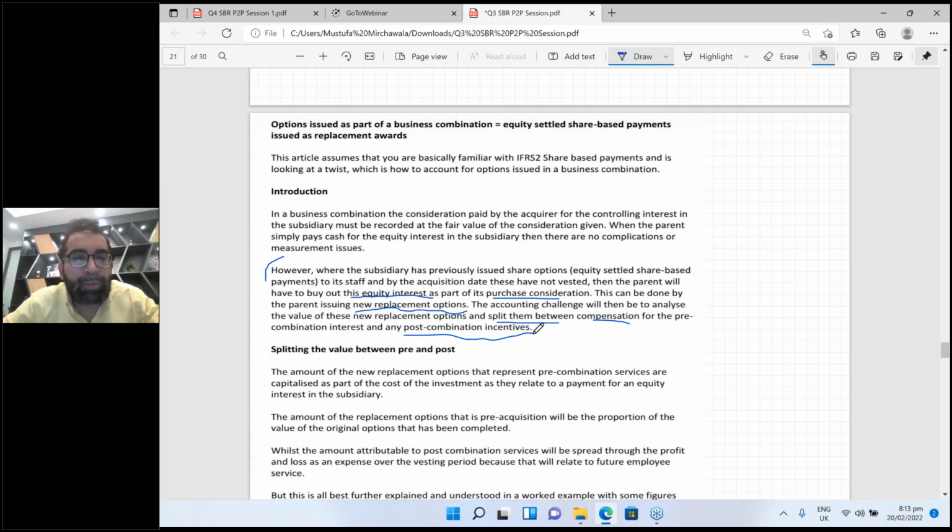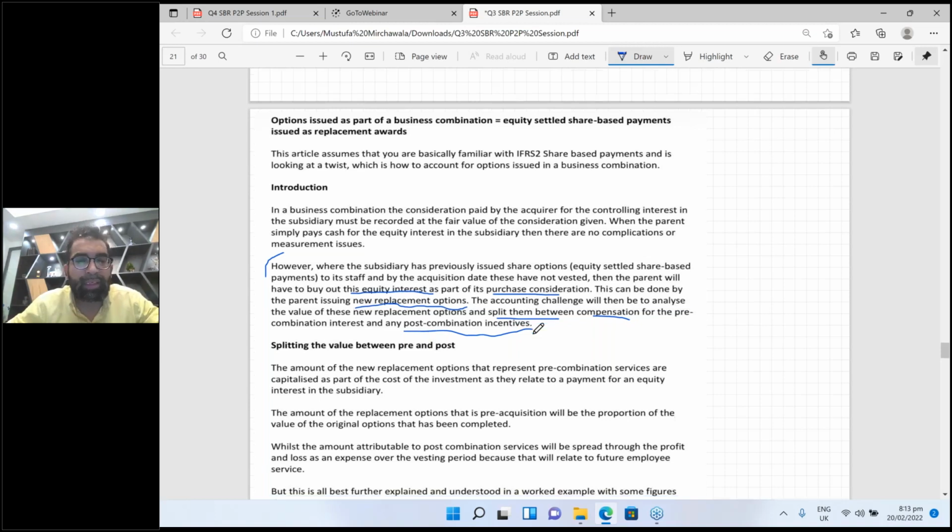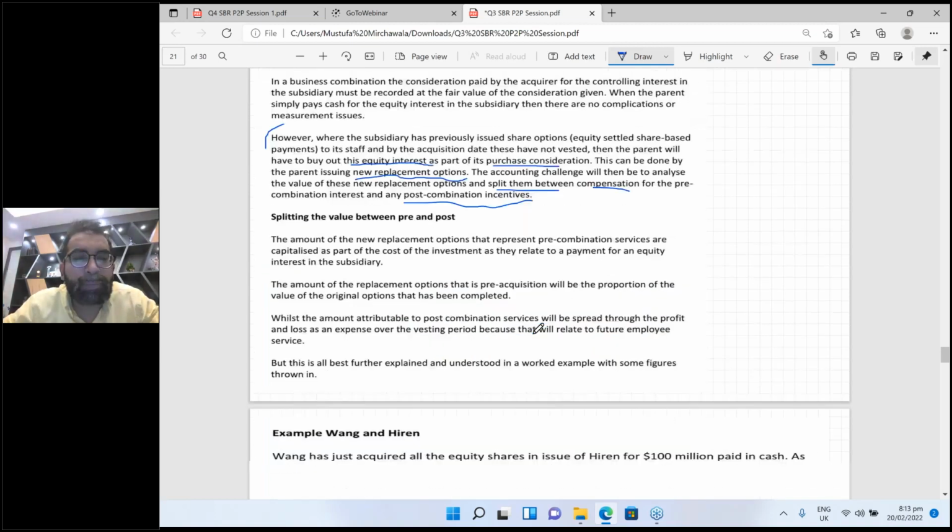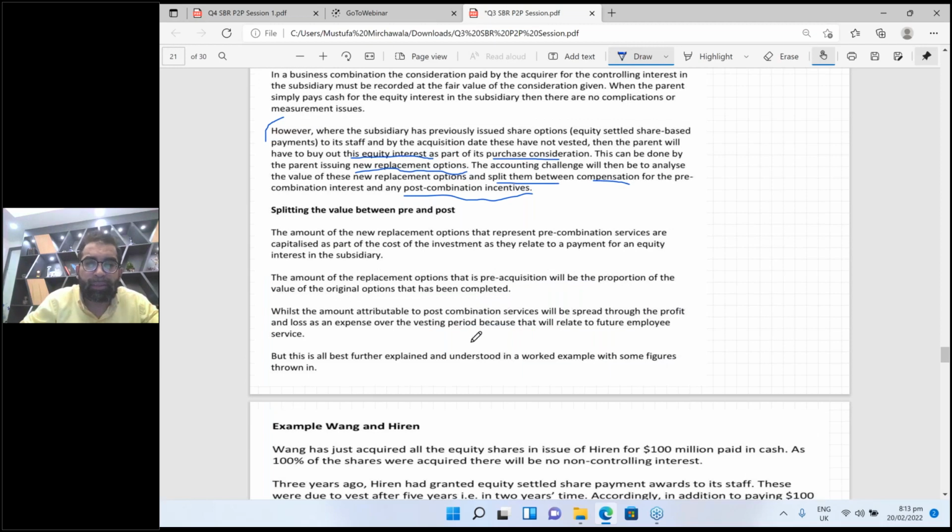Right? So we need to split things between pre and post. And don't worry, I will be solving the question with numbers. Okay. Now, splitting the value between pre and post. Read this, please. What they are saying.